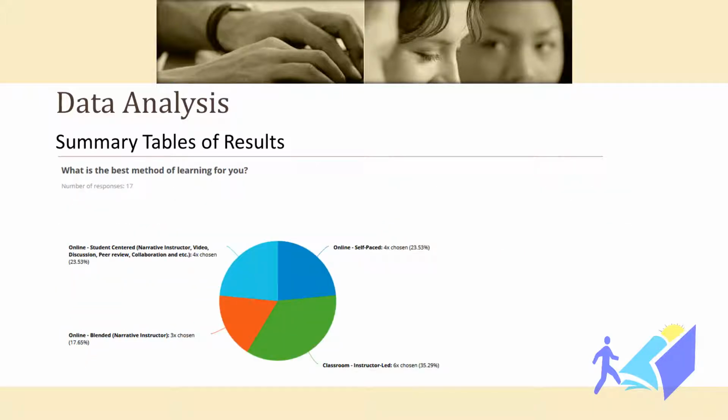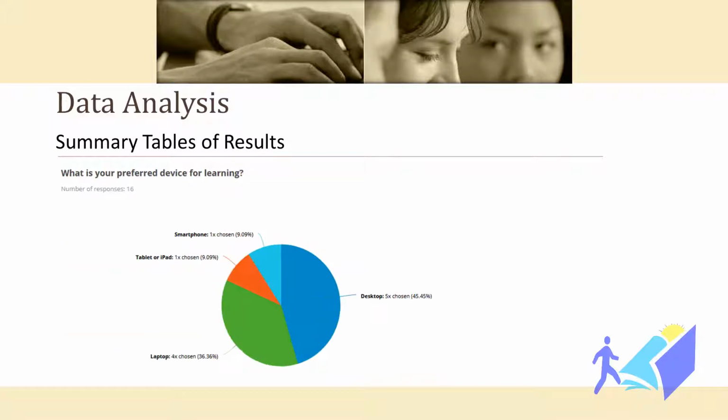The best method of learning was classroom instructor-led. Most users feel classroom instructor-led is still vital to effective learning, while online student-centered and online self-paced were not too far behind. The preferred device for learning was the desktop and laptop, while there were few percentages for smartphone and tablet. But that could be due to most of the respondents being from the ages of 46 to 69.